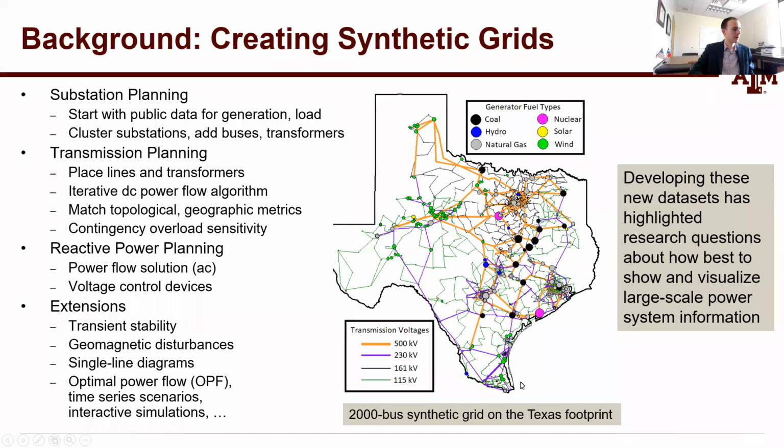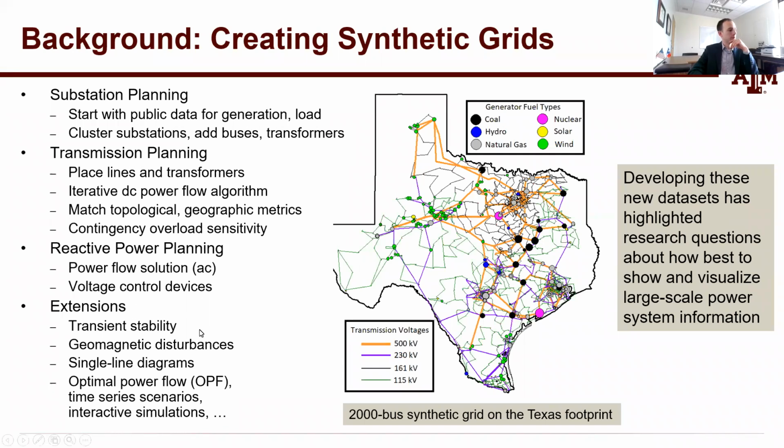Then we move into the reactive power planning stage, where we get an AC power flow solution on the grid and add in some voltage control devices in order to have some realistic voltage control settings. And from there, we can add a lot of different extensions. We have transient stability parameters on these grids. We do a lot of work in the geomagnetic disturbance area. Because these are geographically embedded, that opens up a lot of new opportunities for research in this area.